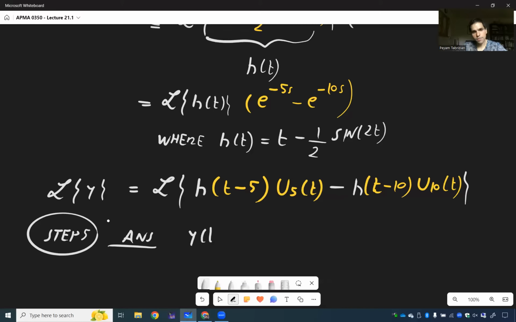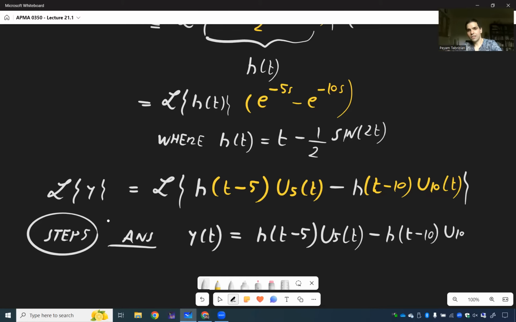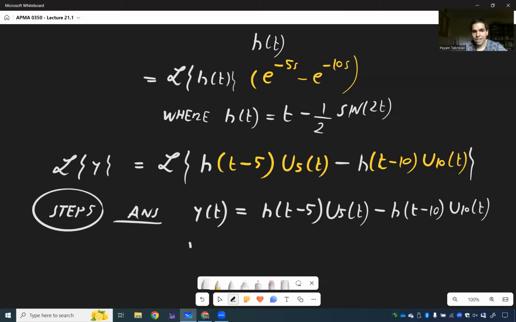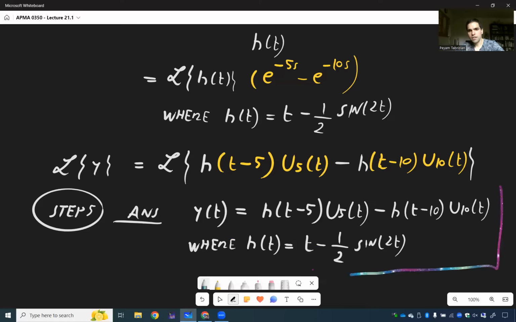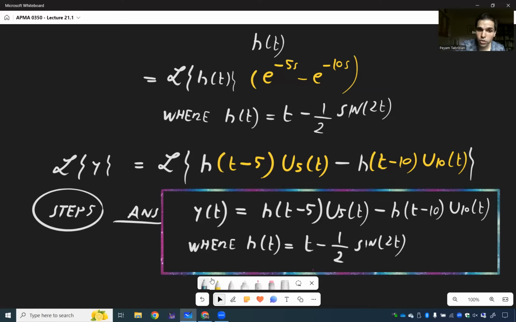So y of t is in fact h of t minus 5, u5 of t, minus h of t minus 10, u10 of t. And once again, if you do that, please write down where h is. So where h of t is t minus 1/2 sine of 2t. Box this. Now, this is very cute. We actually have this explicit formula for y.